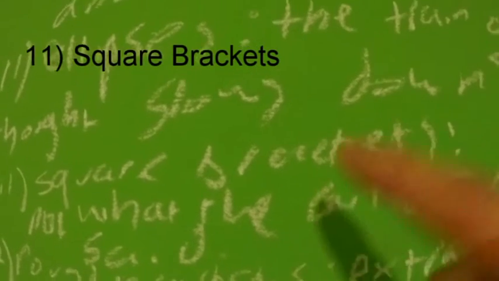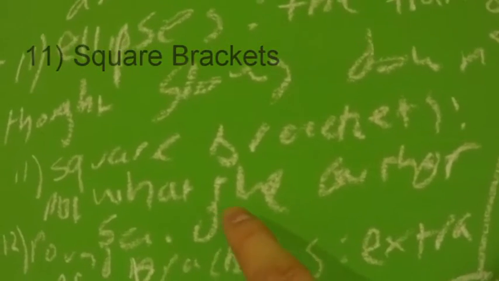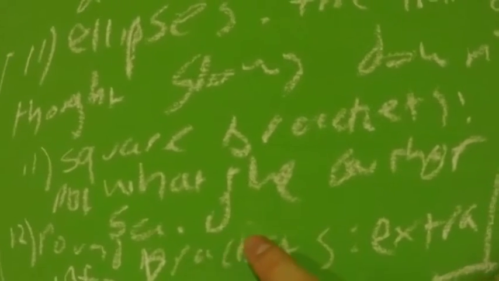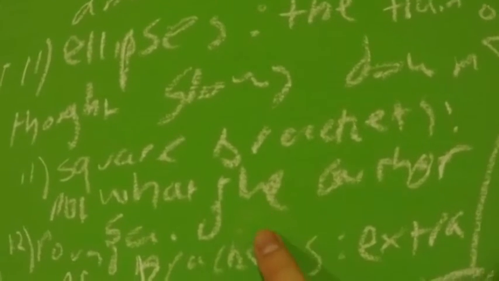But what about square brackets? You know what square brackets are? They literally look like a square if you put them together. They look like that, like this. What do we use square brackets for? We use square brackets when we're including information that is not what the author said. So we mostly use this with quotations, when we're quoting people, quotation marks.